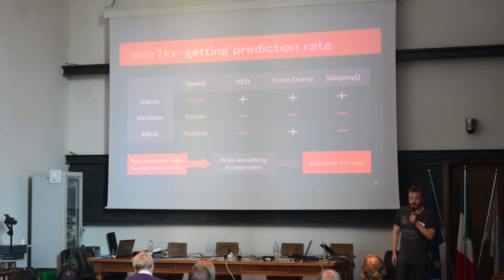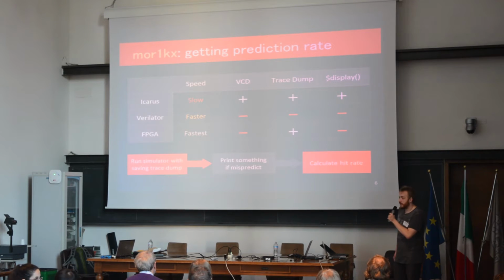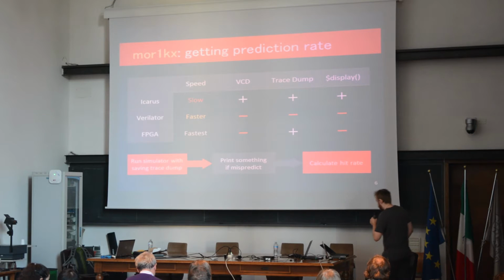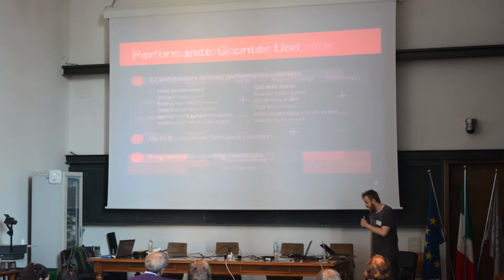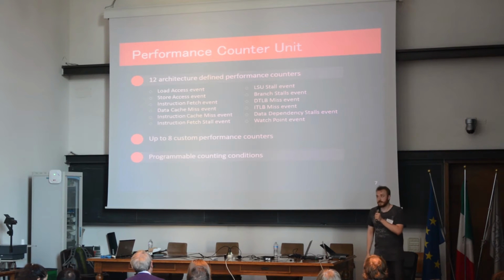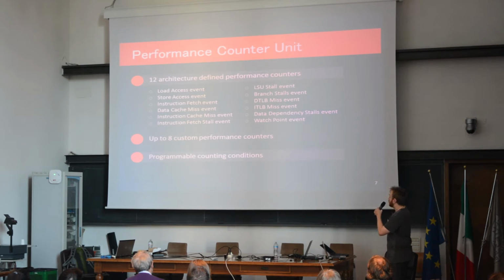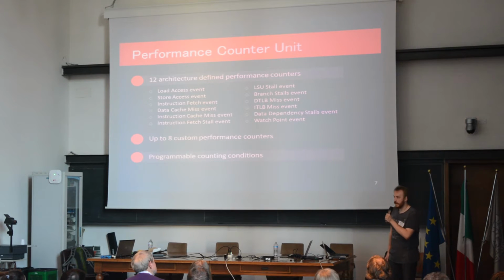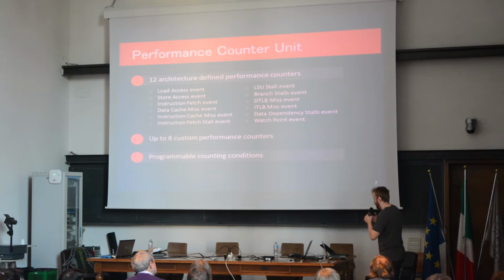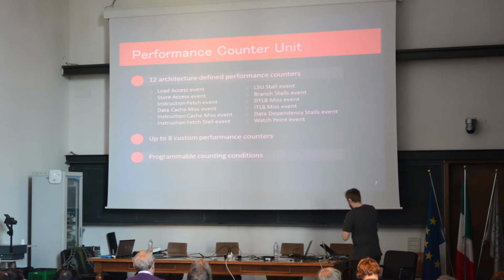And the solution is a performance counter unit that is described in the OpenRISC 1000 documentation. Let's take a look at it. It could track up to 12 different events. You may see them. It has up to 8 counters in it, and it has conditional counting. It has programmable counting conditions, but it has its pros and cons.